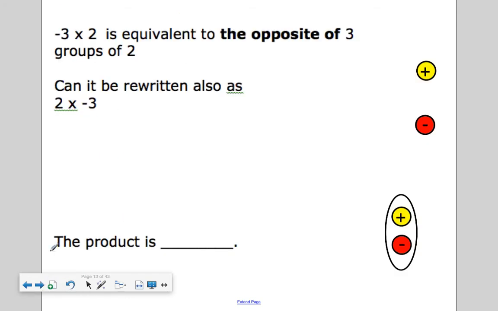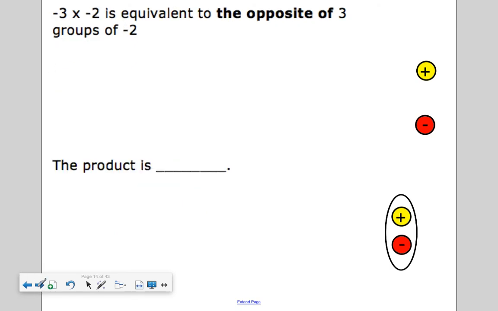And let's get to this one. What about negative 3 times 2? Remember we talk about negative. It means the opposite of. So it says, what's the opposite of 3 times 2? 3 times 2 is 6. So the opposite of 3 times 2 is negative 6. So negative means do the opposite of this. 3 times 2 is 6. Opposite is negative 6.